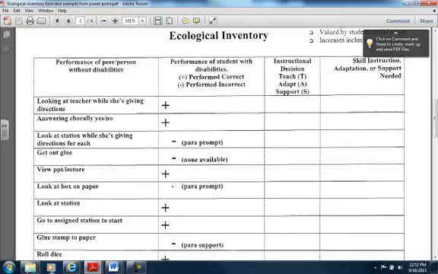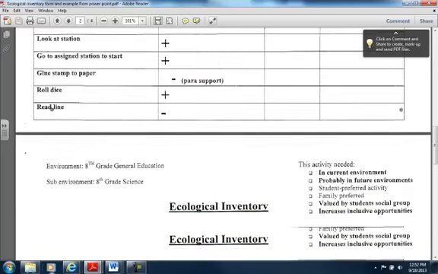So when we look at these areas that the student is unable to do independently, we need to come up with a plan here, either to teach, adapt, or support. And so if you're going to teach, adapt, or support here, you would basically put the plan in place here. How are you going to teach it? How are you going to adapt it? Or how are you going to support it?